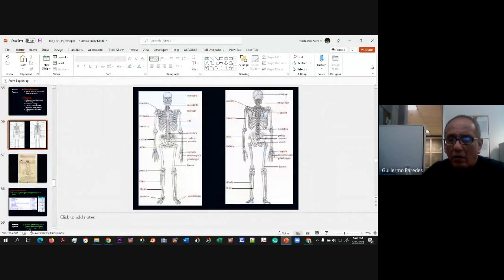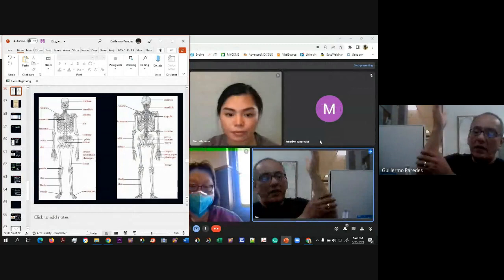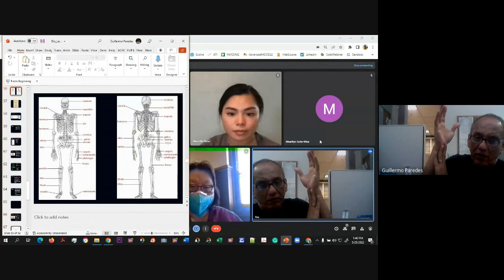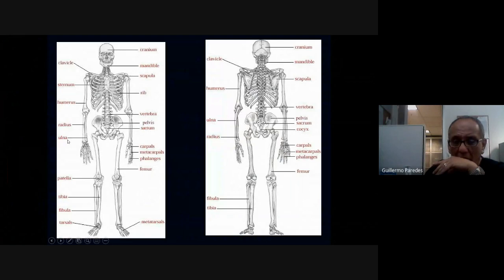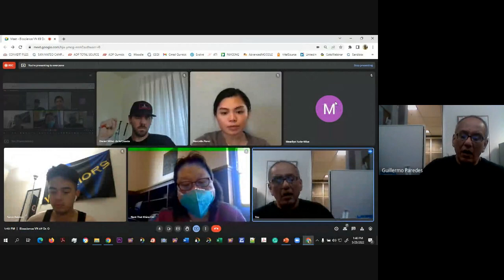Okay, so now, which bones do we have here in the forearm? In the forearm, we have the radius and the ulna, correct? All right, so please be careful with this because it's important. We have the radius and the ulna. And in the lower extremities, we have the tibia and the fibula. The question is, the radius and the ulna, which one is medial, which one is lateral?